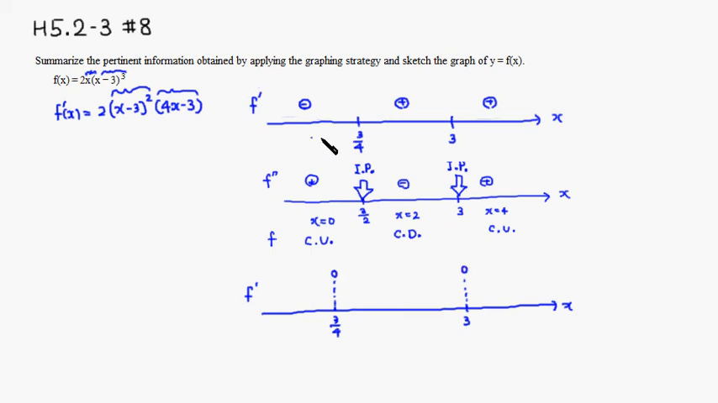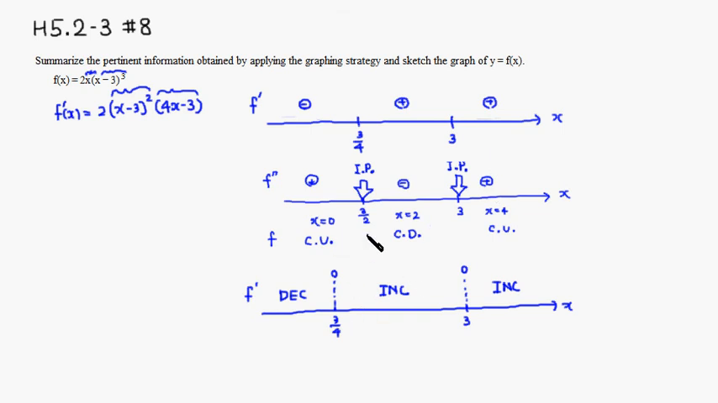Since the first derivative is negative, it's decreasing here. Maybe I'll draw a picture like this. Between here it's positive, so it's increasing here, and positive again, so increasing again. So it's decreasing, increasing, and increasing again.